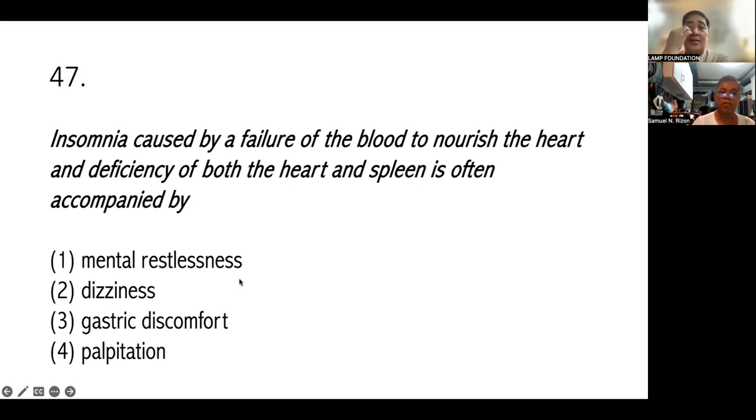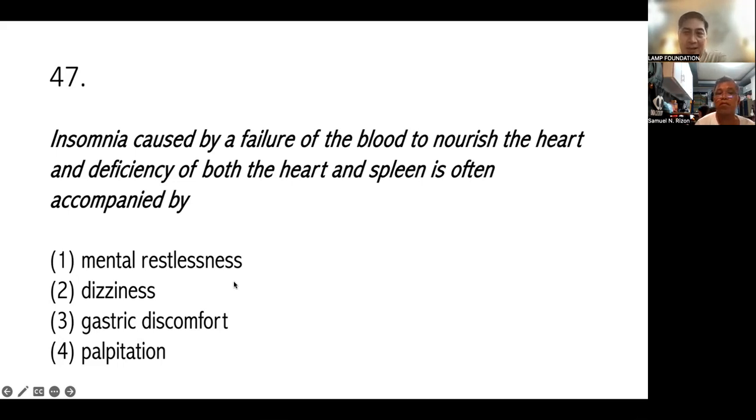Will you associate gastric discomfort with the spleen? Or more on the stomach? More on the stomach. So what is your answer? Number 4 or both 2 and 4? 2 and 4. Letter C. What is causing the dizziness here? Ayun po, Doc. Bakit may dizziness? Kasi kung deficient yung heart, usually deficient heart blood po yun, Doc. Okay. Very good. You got it.